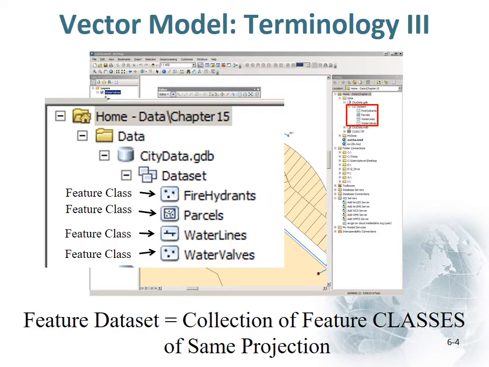Feature data sets are again collections of feature classes that share an identical common projection system. So here's an example from a data set used in an exercise of a feature data set, which has its own icon in ArcCatalog, and then underneath it you see the individual feature classes. In this case, it's a city with fire hydrants, parcels, water lines, water valves. So 2 point location feature classes, a polygon feature class, a line feature class, collectively a feature data set.